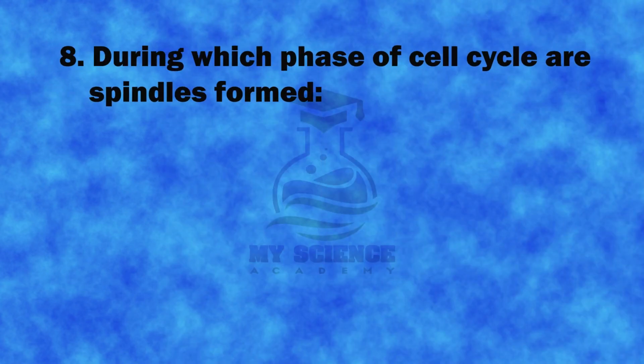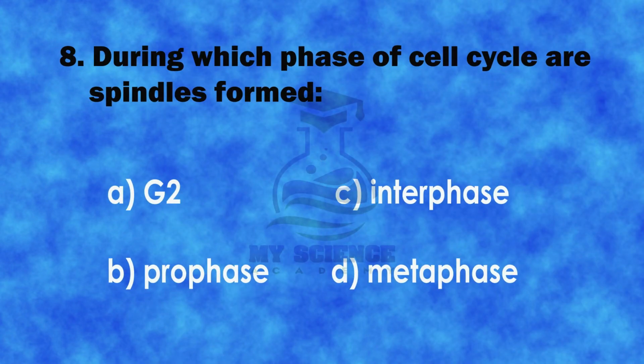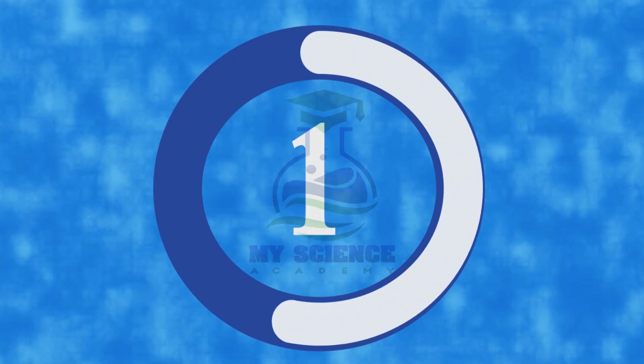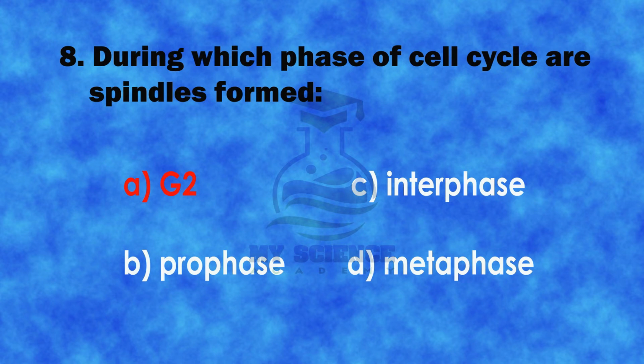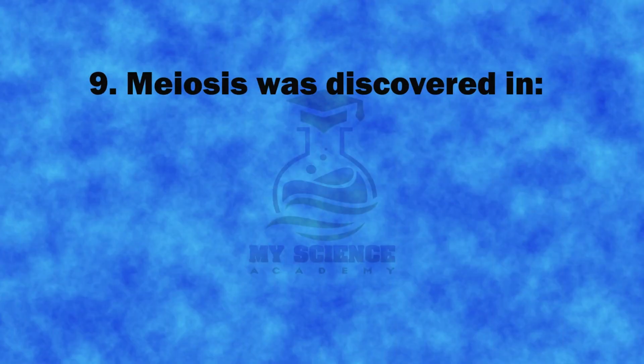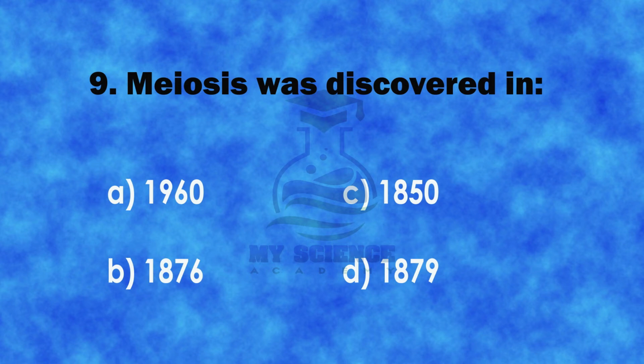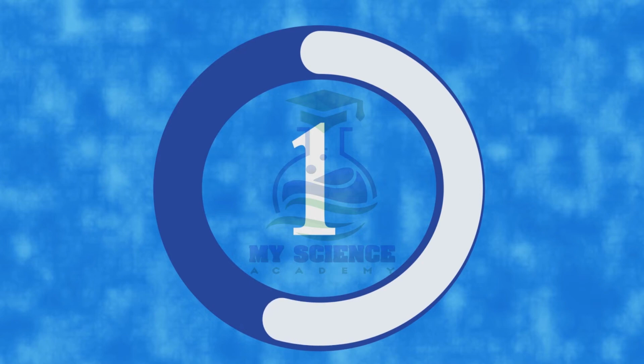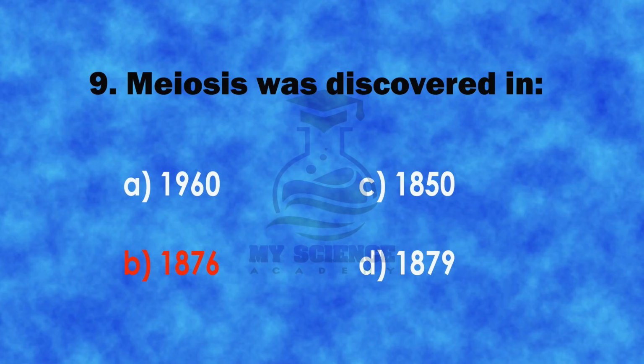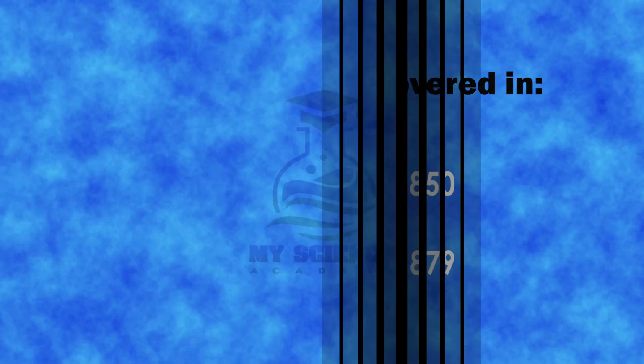Number 8. During which phase of cell cycle are spindles formed? A. G2, B. Prophase, C. Interphase, D. Metaphase. Correct answer is A. G2. Number 9. Meiosis was discovered in A. 1960, B. 1876, C. 1850 or D. 1879. Correct answer is B. 1876.